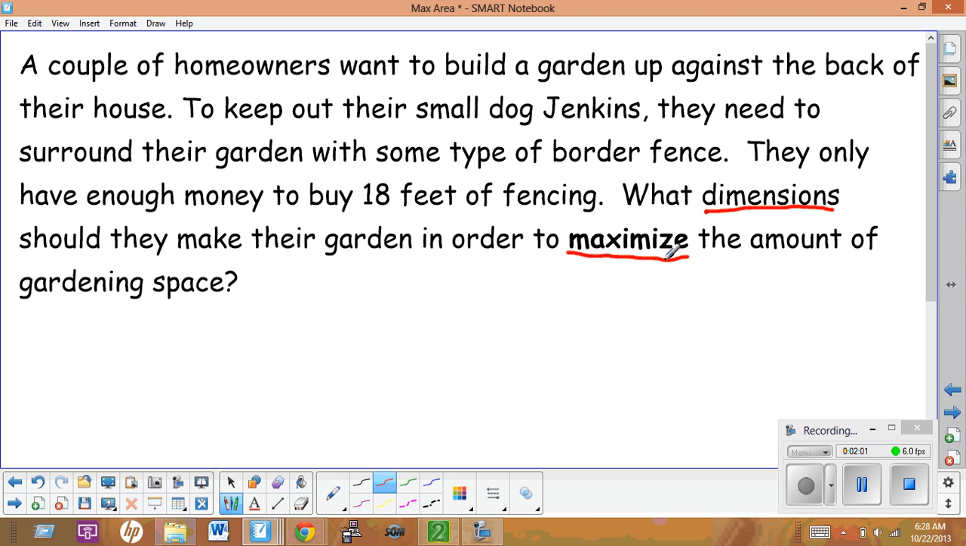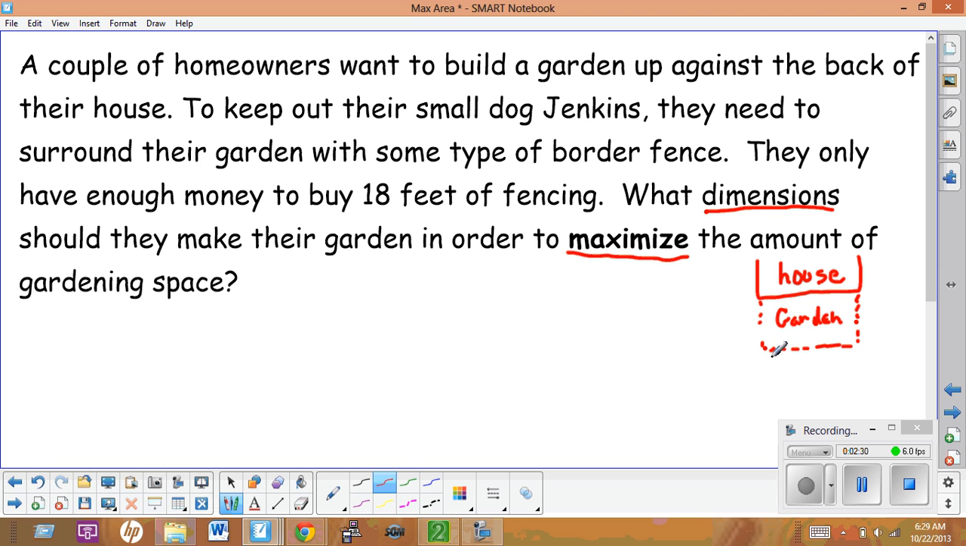All right, so in order to do this, first thing I want to do is get a visual. I want to get a picture. So I'm going to go over here and draw a house. So here's my house. And remember, it's against the back wall. Okay, so this is the back side of the house. Here's the wall. And this is going to be my garden area right here. Love the pictures because now I can get an idea of what I'm looking at.